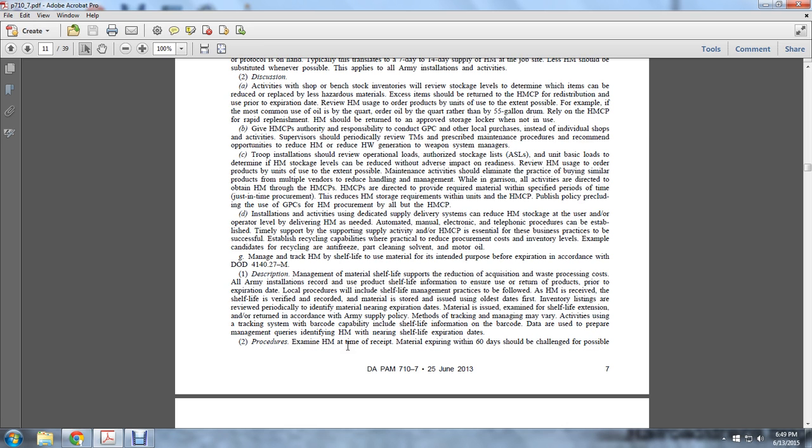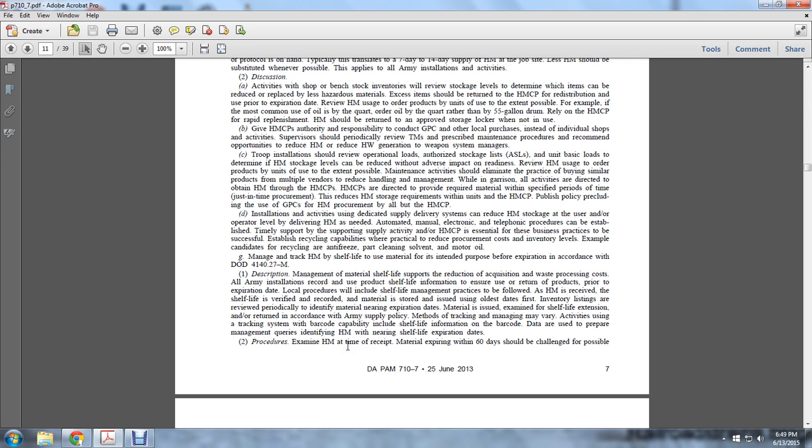Manage the tracking of the shelf life of the material so it is used for its intended purpose before expiration, in accordance with Department of Defense 4140.27-M. Shelf life management should support the reduction of acquisition, waste disposal, and cost on all Army installations. Record the product shelf life information to ensure the use or return of the products prior to the expiration date.